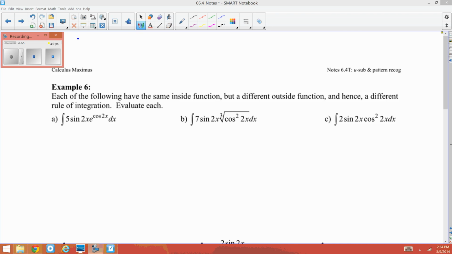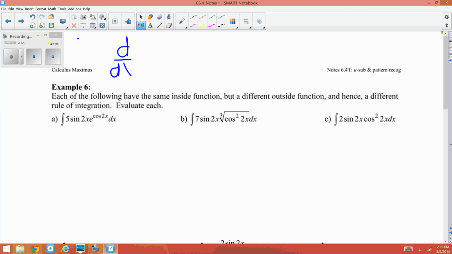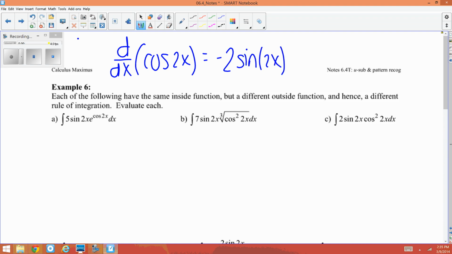Example 6 will give us a chance to practice our pattern recognition. For each of these, if we think about the derivative of cosine of 2x as being negative 2 sine of 2x, this will help us solve each of these problems.